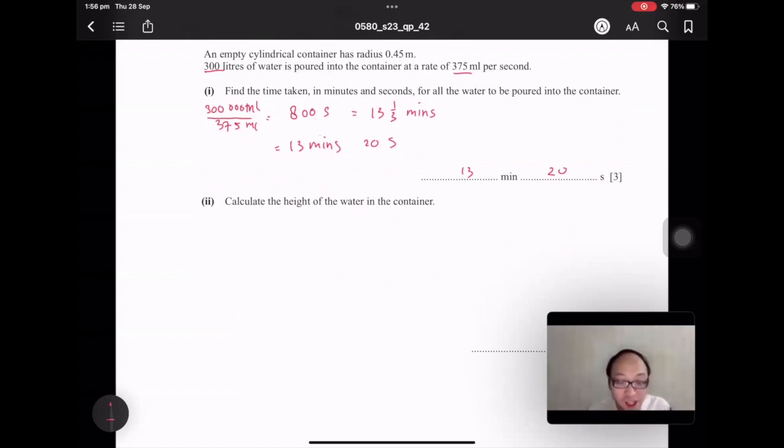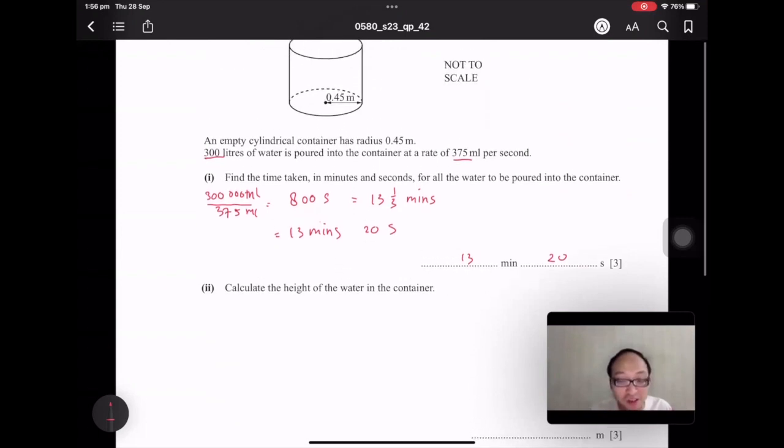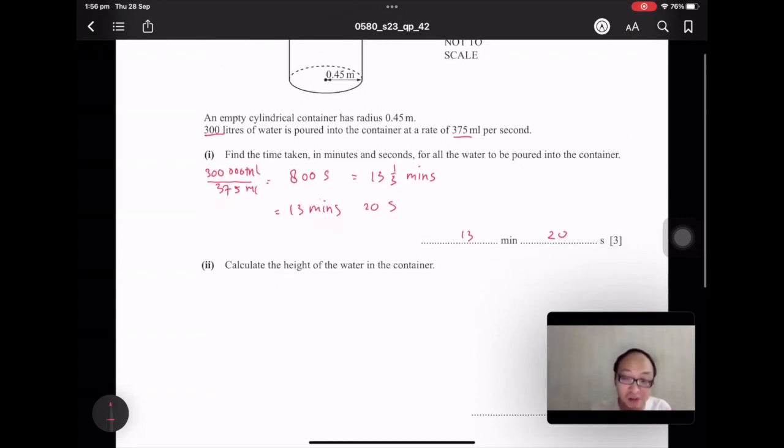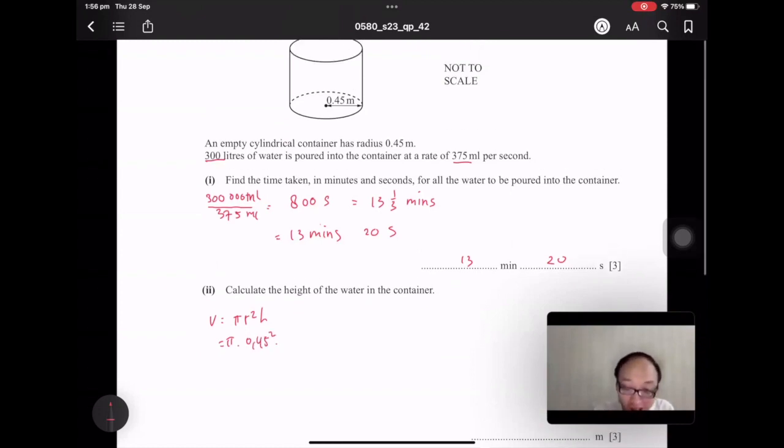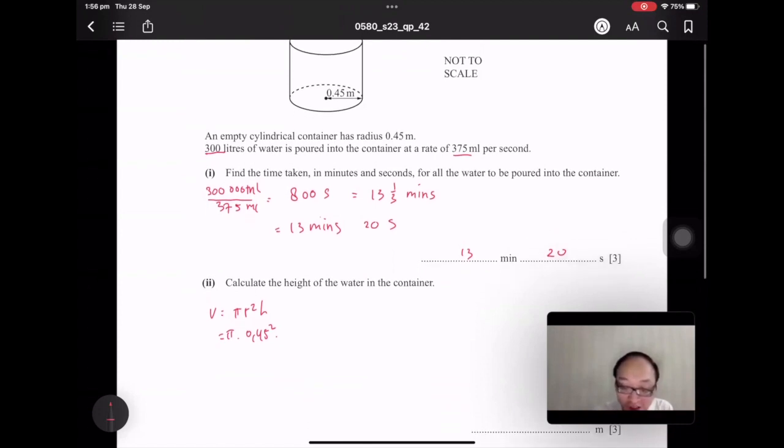Calculate the height of the water in the container. So we can find the volume of the cylinder. The volume is pi r squared h. So pi times 0.45 squared, this is in meters, times the height of the cylinder. And the volume will be the 300 liters. So this is 300 liters.